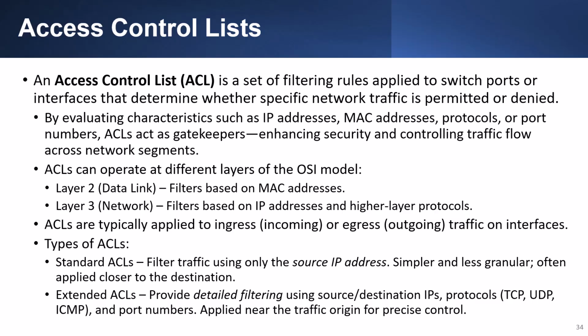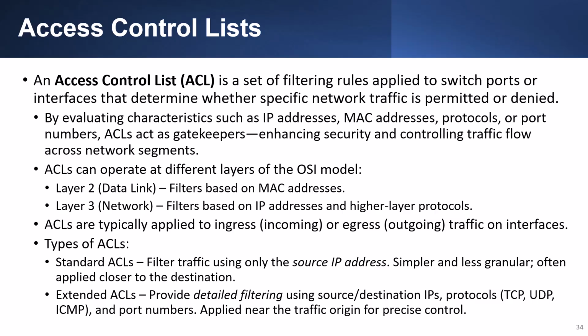ACLs can operate at different layers of the OSI model. Layer 2, data link, filters based on MAC addresses. Layer 3, network, filters based on IP addresses and higher layer protocols. ACLs are typically applied to ingress (incoming) or egress (outgoing) traffic on interfaces.